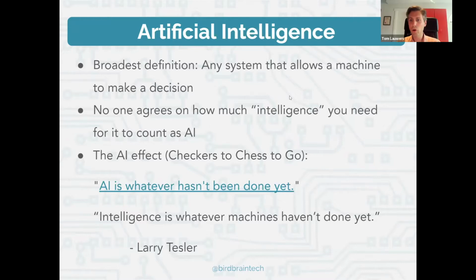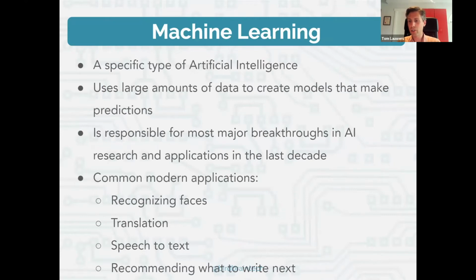In terms of what we are actually going to do today, I like to talk about it as machine learning. Machine learning is a specific type of artificial intelligence that uses large amounts of data to make models that then make predictions. If you train the model on a lot of data and then you show it a new piece of data, it tries to say which of the things that you showed it before that thing is. It seems to be responsible for most of the major breakthroughs in AI in the last decade, at least, and we use it all the time at this point.